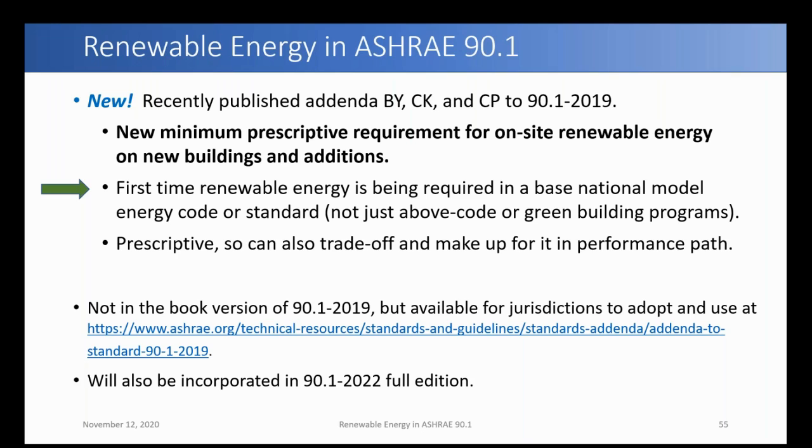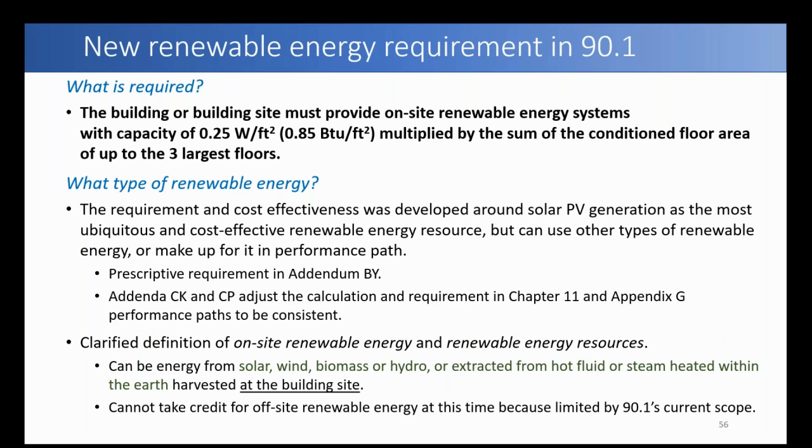Now, it is a prescriptive requirement, so that means that you can also trade it off and make up for it in the performance path if it's not applicable to your building or your design, or you just don't want to do it. But it's a prescriptive requirement. Because of the timing, it is published, it's finished, it's complete. It's not in the book version of 90.1 2019. It was published shortly after that, but it is available for jurisdictions to adopt and use if they so choose. And the link is there. You can find it on the ASHRAE website. And then because it's now published and done, it will be incorporated into the 2022 full edition of 90.1. Next slide, please.